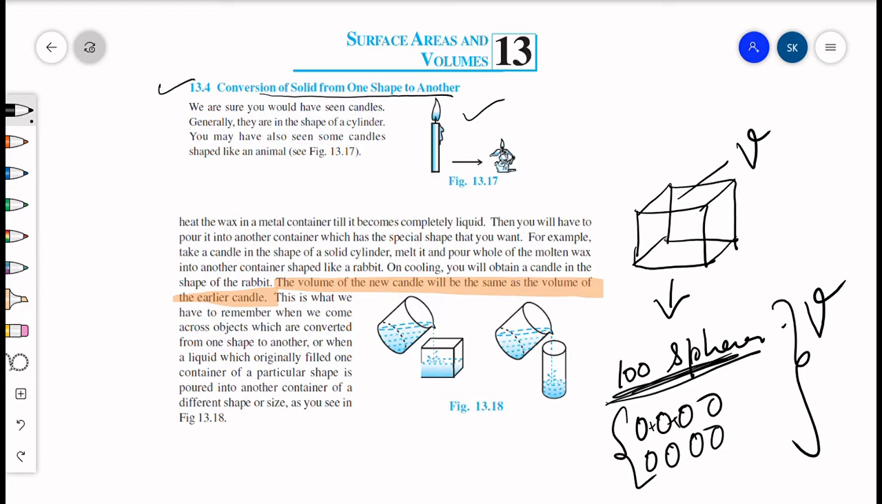So let's solve a few examples based on this simple principle. And what is the principle? That volume before and after molding is same.